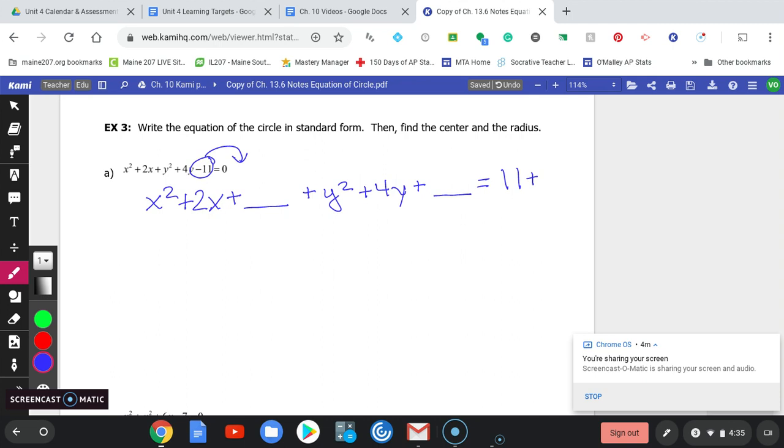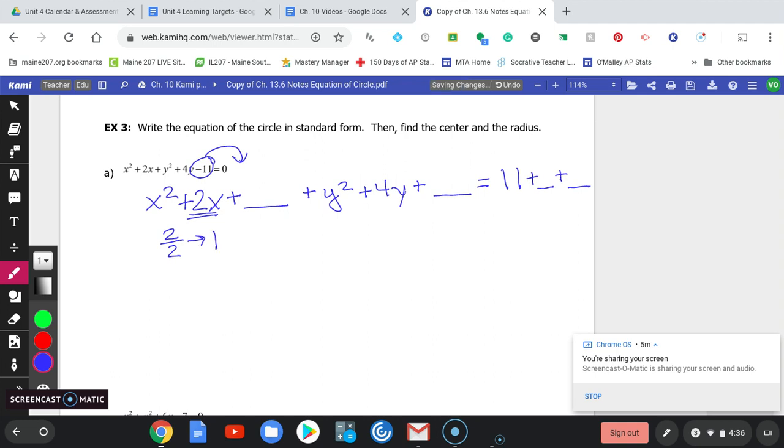And then I give myself room because I know when I complete the square, whatever I add on this left side, I'm going to also need to add on the right side in order to keep the equation in balance. So doing the completing the square process that we just talked about, I take the 2 and I divide by 2, and that gives me 1.